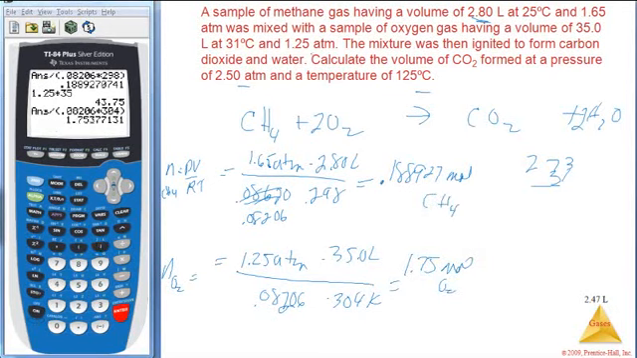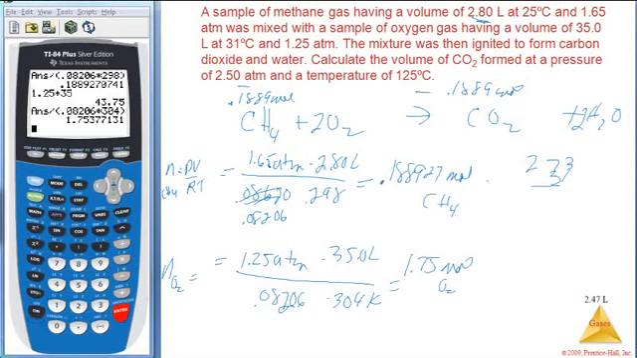So I get a whole bunch of O2, plenty of O2, so what's going to limit me is the 0.1889 moles of methane, which should give me 0.1889 moles of CO2, right? They both have a 1 coefficient. Alright, so I want to know the volume of CO2 formed.